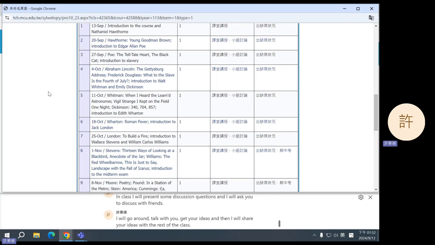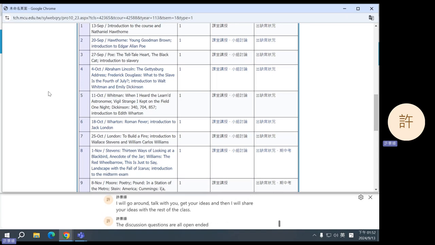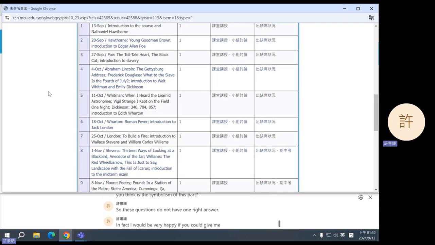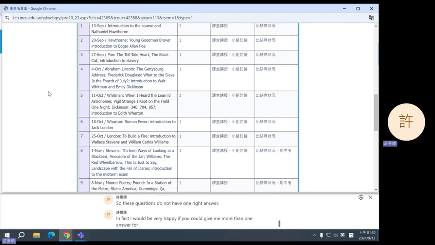The discussion questions are all open-ended questions. So I'm not going to ask you what happens on page 33 or what is the name of this person's cat. I'm going to ask you things like, why do you think this person says this? Or do you think this part of the story makes sense? Or what do you think is the symbolism of this part? So these questions do not have one right answer. In fact, I would be very happy if you could give me more than one answer for your discussion question.